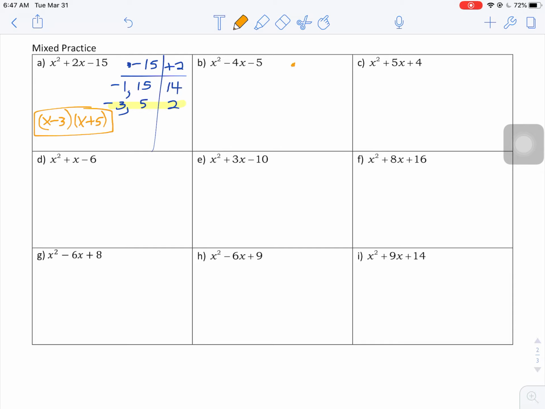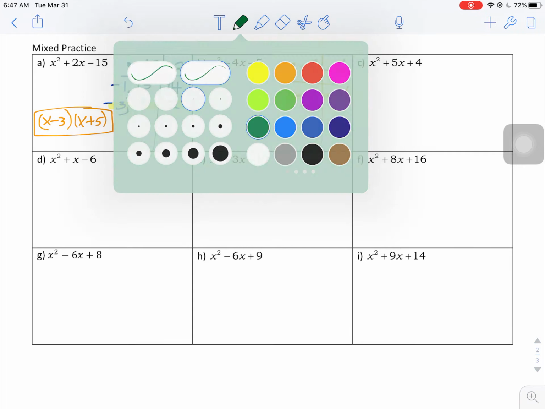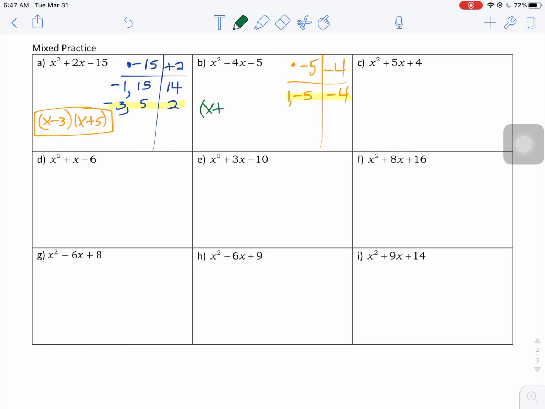Part B, I'm going to multiply to negative 5 and add to negative 4. So 5 divided by 1 is 5. If I'm trying to add up to a negative number, that means I need to put the negative sign on my bigger number. So 1 plus negative 5 is negative 4. So again, we got lucky. The very first one we tried worked. So then I have x plus 1 and x minus 5. Remember, if you FOIL out your answer, you should get what you started with. So you can always check these answers.